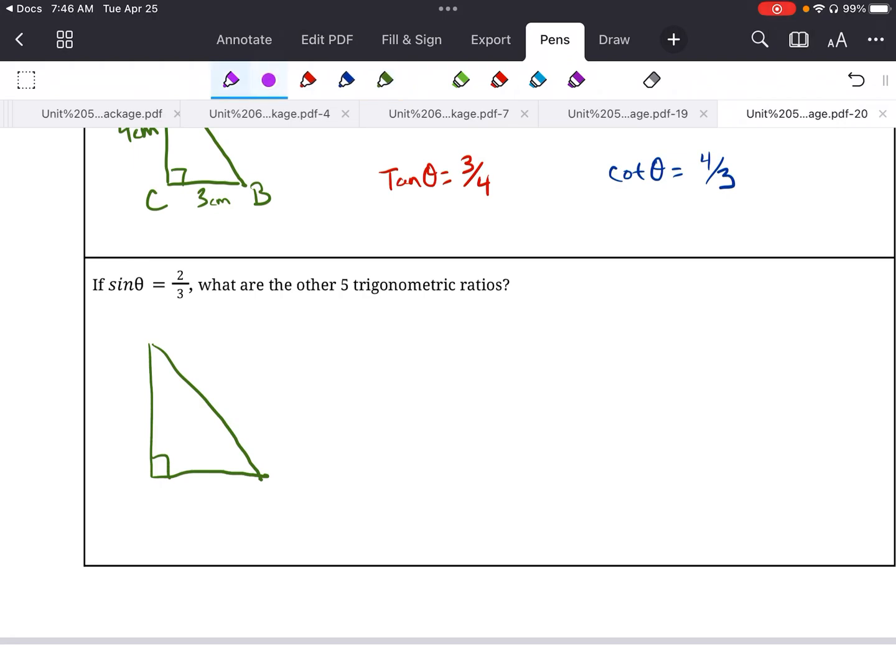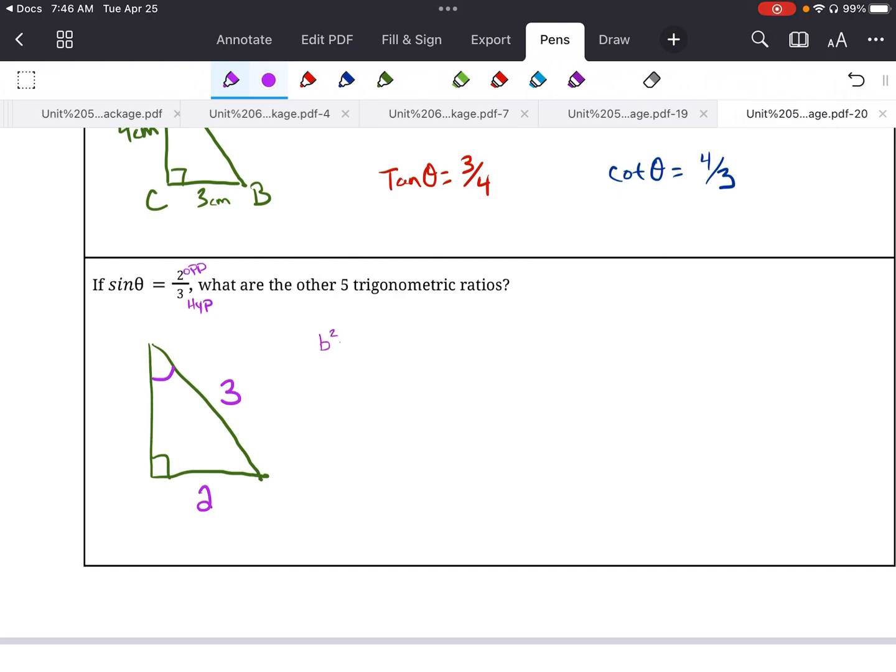Okay, if we're working with this angle up here, sine is opposite over hypotenuse. So we know that the opposite will be 2, the hypotenuse will be 3. In order to find the third leg, this is where Pythagorean theorem comes into place. So we know the hypotenuse here, so let's figure out the other leg.